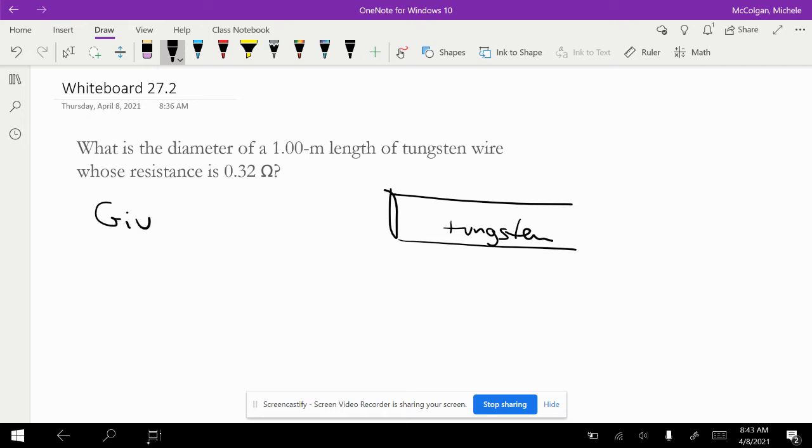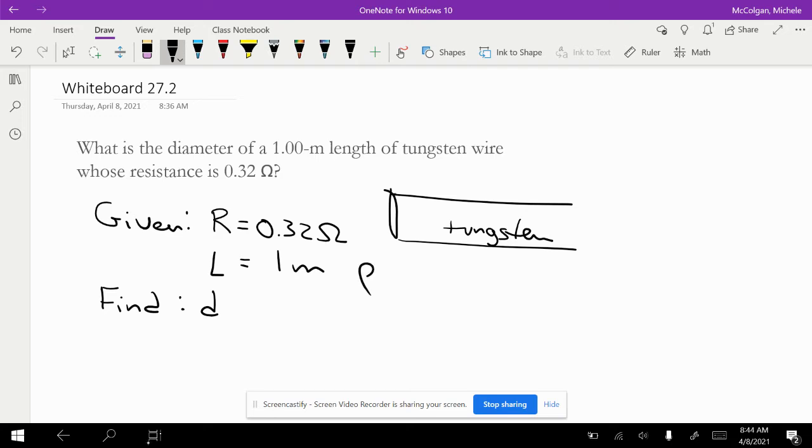So my givens are the resistance is 0.32 ohms. My length is equal to 1 meter, and I need to find the diameter, d. I know it's tungsten, so I just looked up the resistivity of tungsten, and that's equal to 5.6 times 10 to the minus 8, and the units are ohm meters.